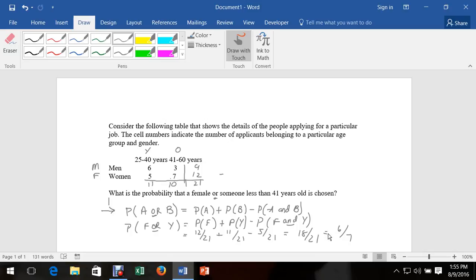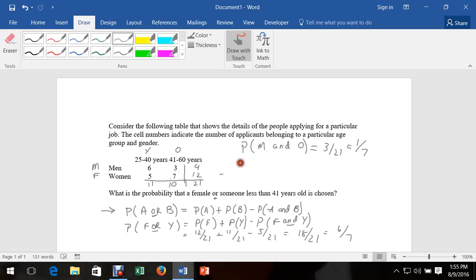Now, the probability, for example, that we pick out someone who is male and old, well, how many are there? Men, old. There's 3 out of 21. Or 1 over 7.